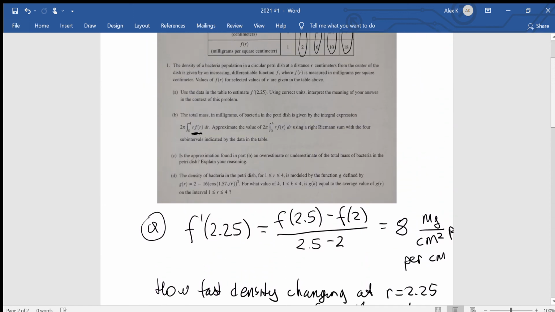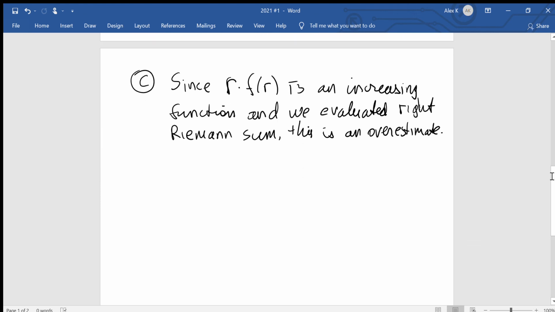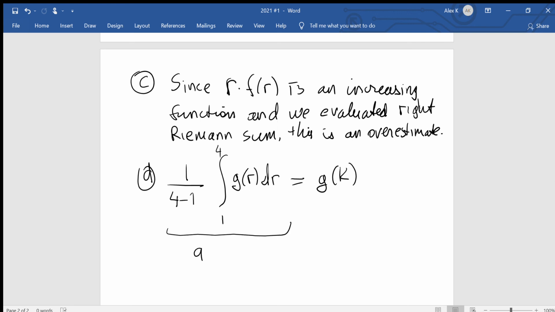So we have one last thing to do. The density of bacteria is modeled by this function that's given to us, and we want to see for what value k, g of k is going to equal the average value of g of r on the interval. So the first thing we're going to do is find the average value of this function on the interval. So the formula there is going to be 1 over 4 minus 1 times the integral from 1 to 4 of g of r dr. And we want it to equal some g of k, and we want to find that k, right?